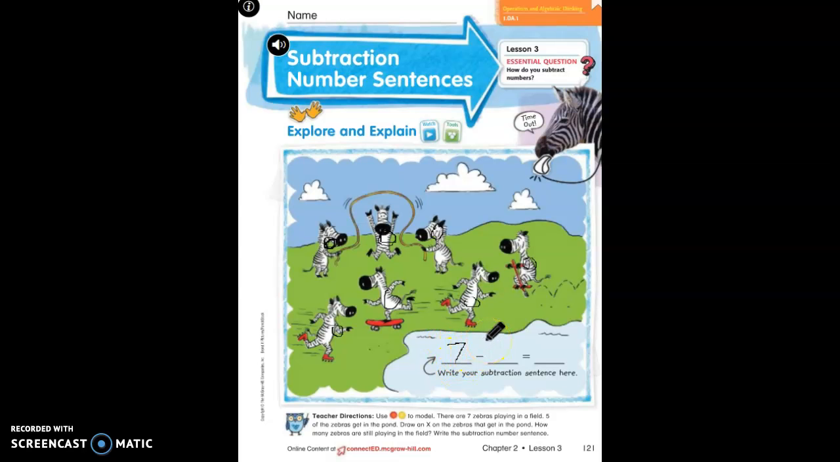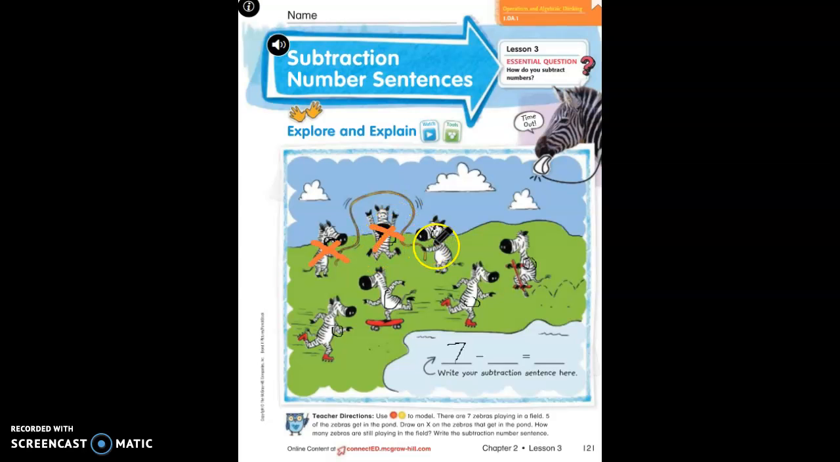Then in our directions it says we're going to use our yellow and red dots, but since I don't have these in this lesson, I'm not able to put those on my screen. So let's just go ahead and write your 7, and then it says that 5 of these zebras are going to go into the pond to play. So I'm going to put a bigger mark on each one. I'm going to give them each a red X to show 5 of these zebras going in the pond.